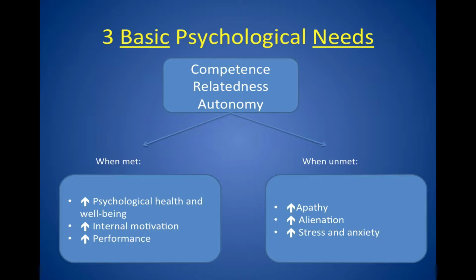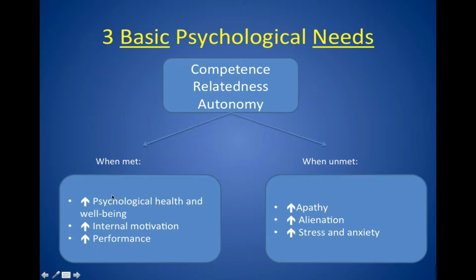There are three major tenets that the theory holds, and those are competence, relatedness, and autonomy. And the individual needs to be connected on those three levels in order to succeed, in order to be motivated to pursue or to be resilient in an act.